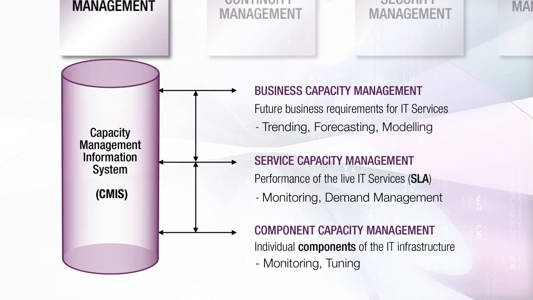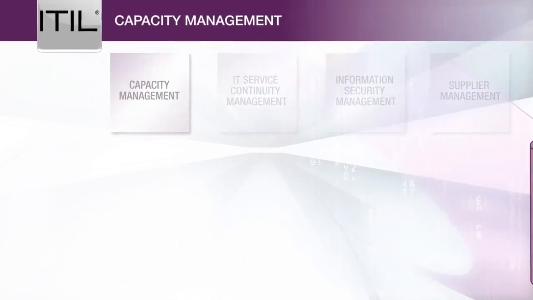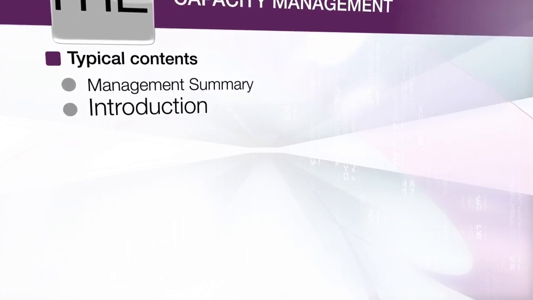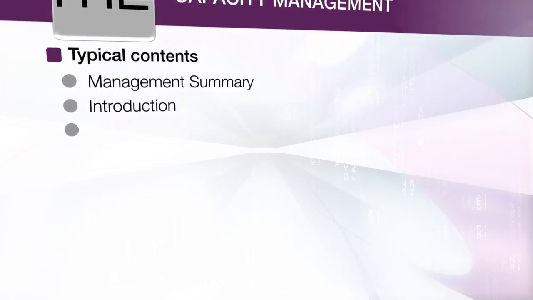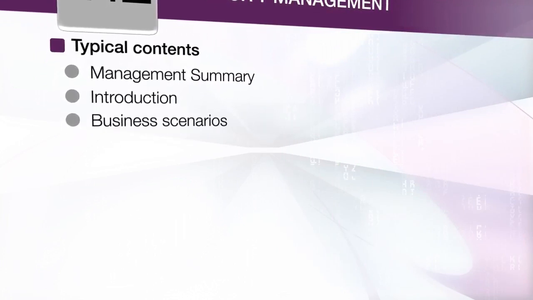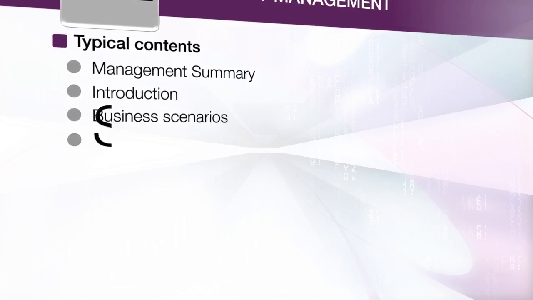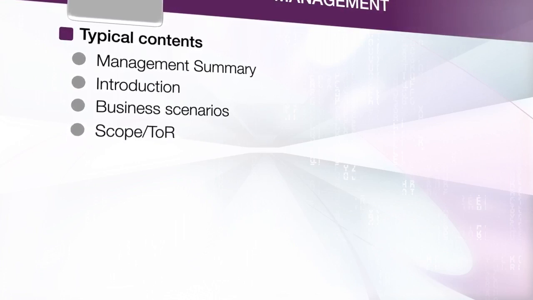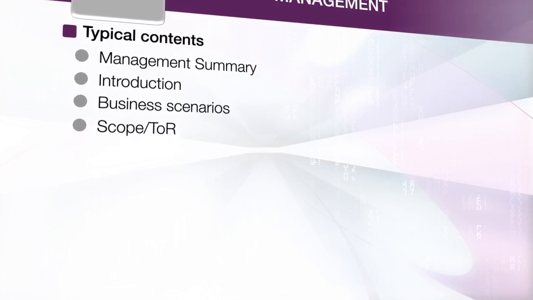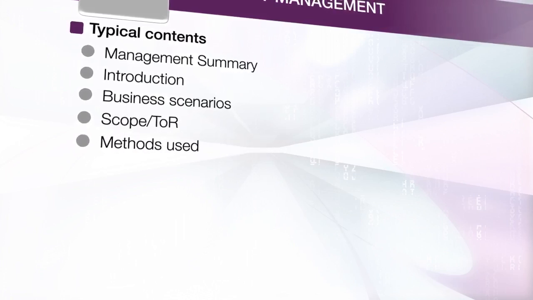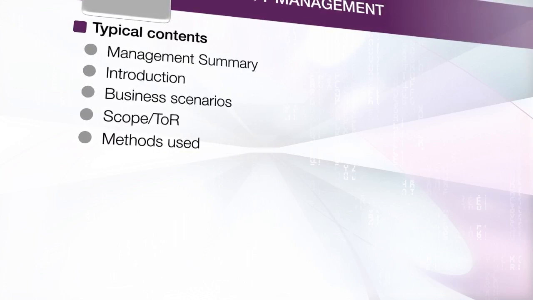A capacity plan will be used by all areas of the business and IT management to plan the capacity of the IT infrastructure. The following headings are recommended content. Introduction. Business scenarios will help put the plan into the context of the current and envisaged business environment. The Scope, Terms of Reference section should explicitly name those elements of the IT infrastructure that are included and those that are excluded, if any. Methods used should contain details of how and when this information was obtained.